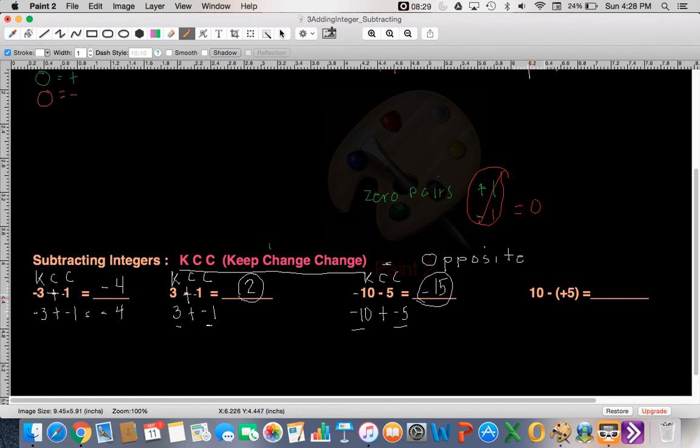On this side, you're going to keep, change to the opposite. So negative will become positive, and the opposite of +5 would be -5. So you've got different sign integers. So you're going to subtract 5 from 10, which is 5, and the sign of the higher number is positive, so it would be +5.